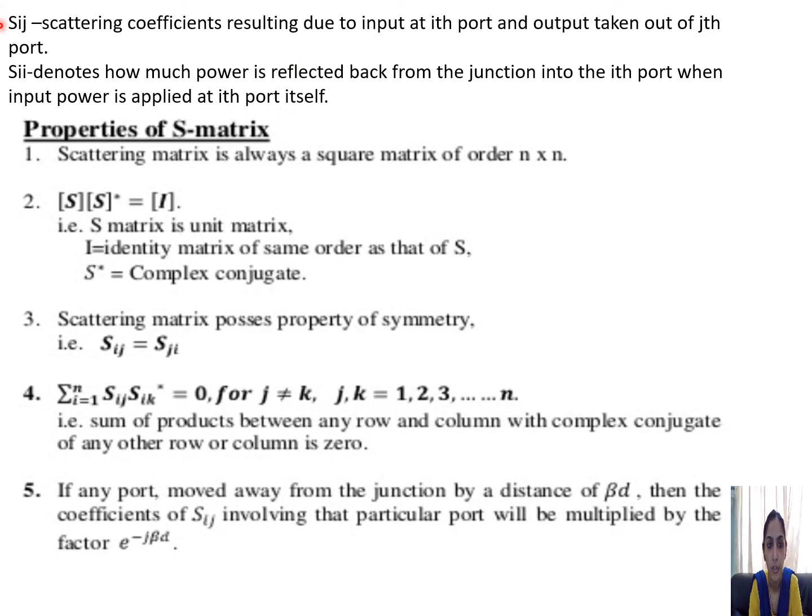Okay, so in the first case, input we are applying at the ith port and output we are taking from the jth port. But in case of Sii representation, it means that input we are giving at the ith port and we are getting the reflection back at the ith port itself. So that representation is the Sii. Now there are certain properties of the S matrix which we have to learn.